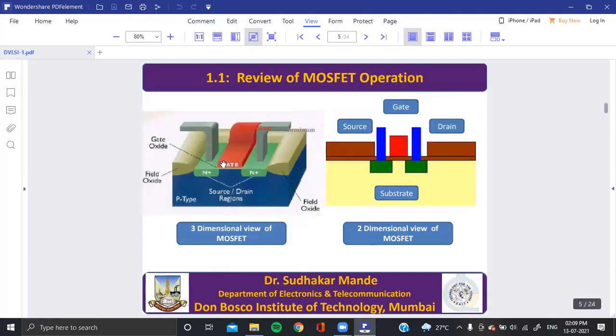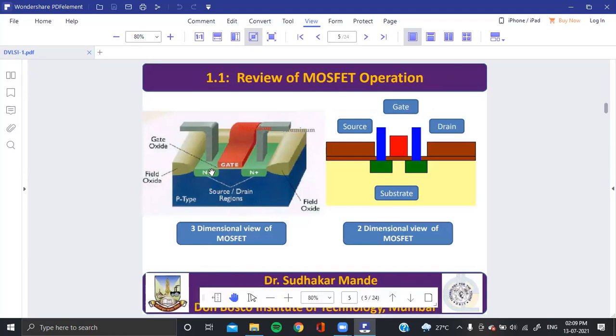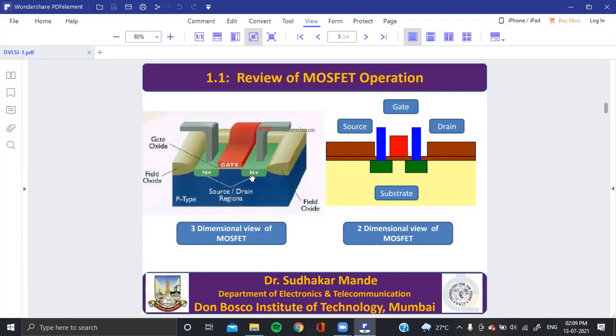Now, all integrated circuits are fabricated with MOSFET, that is, metal oxide semiconductor field effect transistor. Its operation is very important. If you see this MOSFET, this is a three-dimensional view of the MOSFET. Here it is the source, here the drain, and the gate.